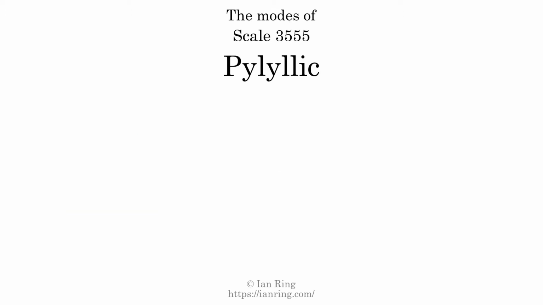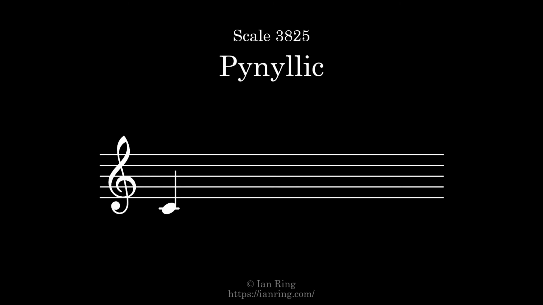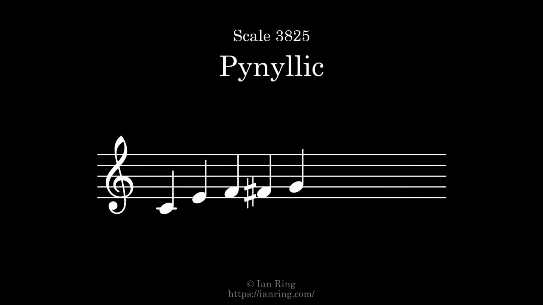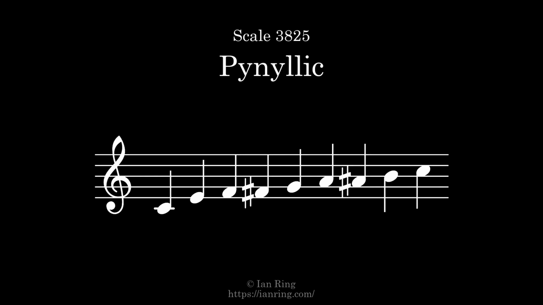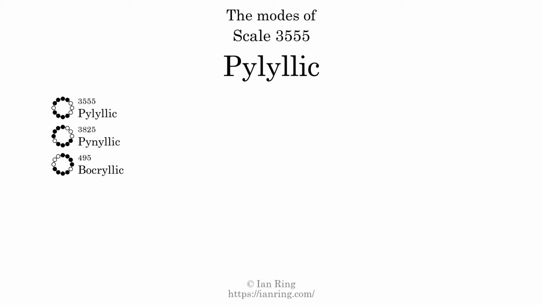This scale has 8 modes. The first mode is itself. The second mode is scale 3825, also known as Pylyllic. It sounds like this. The third mode is scale 495, also known as Pylyllic. It sounds like this.